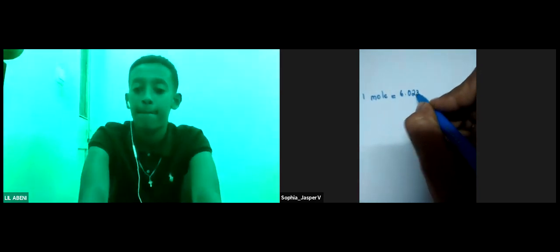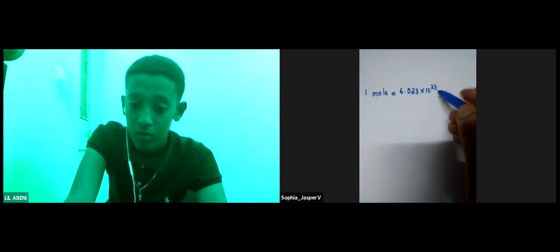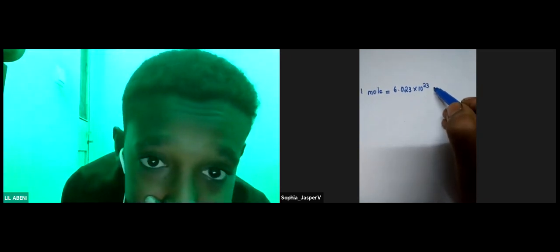Now, this is a very important question. So I want you all to listen very carefully. 1 mole is equal to, we did this yesterday as well. Sir was explaining it very well for us. What is it called? 1 mole. Avogadro number. Okay? Avogadro's number, 6.023 times 10 to the power 23 gram molecules.